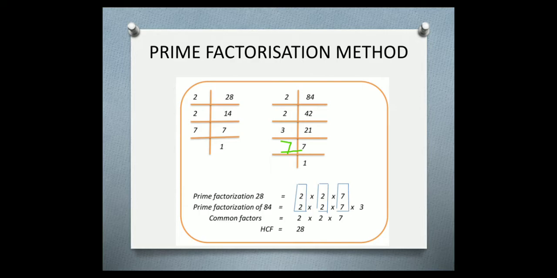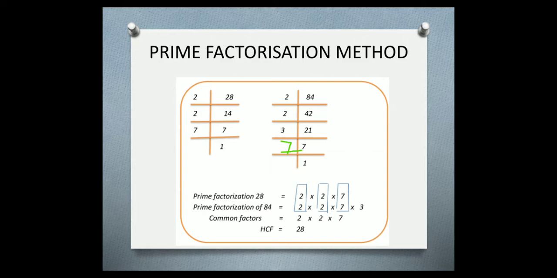So now we have found the factors. What is the next step? I need to find the common factors. So if you see, I have circled the common factors. When you see common factors, you have to see common factors between 28 and 84, not among 28 itself. Okay, you have to see top and bottom, not sideways. So when I see, I have 2 in common, another 2 in common and 7 in common. I don't have 3 in common because I have 3 only in 84, not in 28. So I won't take 3 there. So you have to take only the common factors.